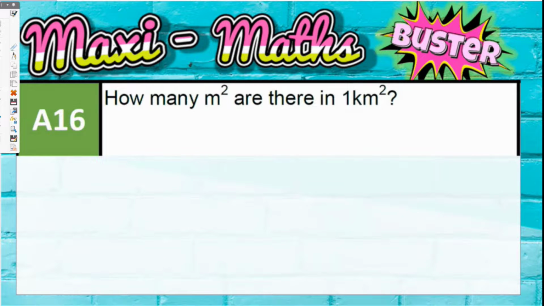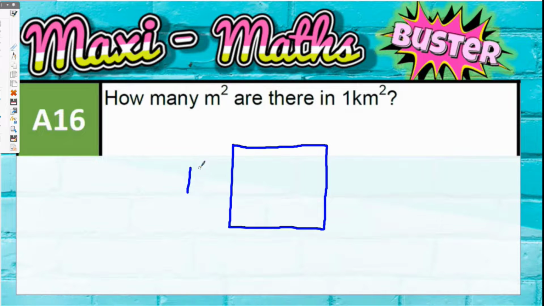Question 16, how many meters squared are there in 1 kilometer squared? Well, what we need here is a picture of roughly a square. So it's 1 kilometer by 1 kilometer.